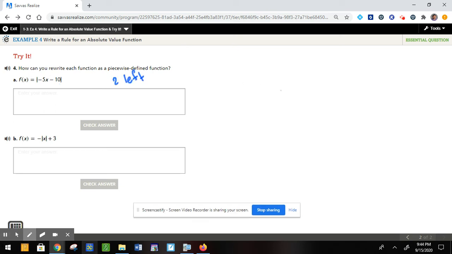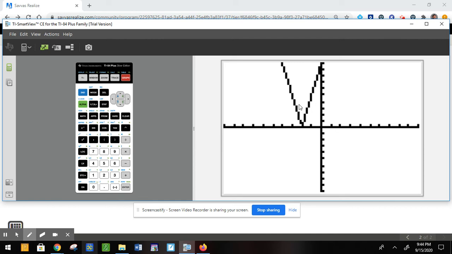So I'm first going to list out the domain. So you have all the x's that are less than negative 2 and all the x values that are greater than or equal to negative 2. When I go and look at the equation, what would the equations be for each part?